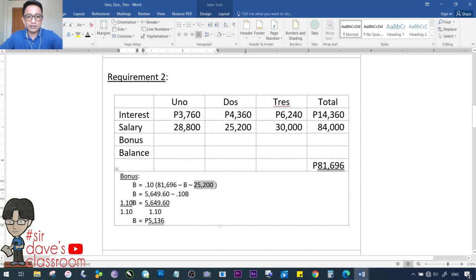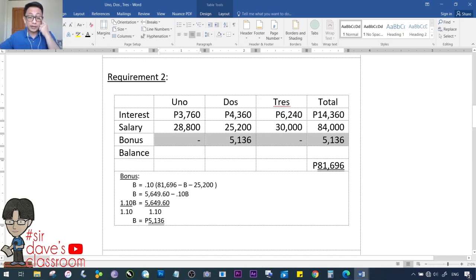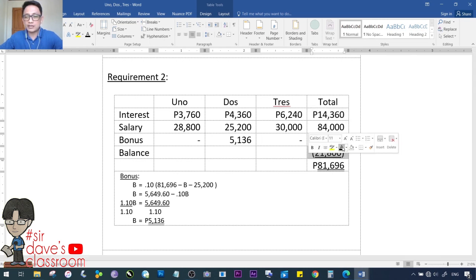After that, you can proceed to the next equation dito. After combining similar terms dito sa loob ng parenthesis. Okay? Then, same routine. Transpose tayo doon. Becomes positive kaya 1.10. So, ultimately, bonus here is 5,136. Not to 1, not to 3, but to 2. With the same total, siya lang ang may bonus. 5,136. Balance. Okay? Merong balance dito na 81,696 less 14,360, 84,000, 5,136. The remaining is negative. Okay?